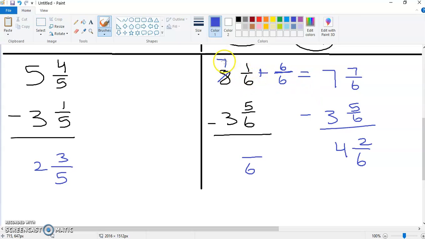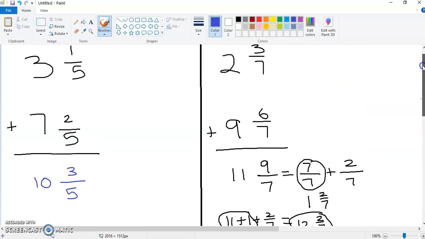Whatever you borrow from your whole number, you just give it in the form of a fraction that looks like one whole, and then you'll rewrite your problem over here, and then you can subtract. Okay, so I hope that kind of clarifies things. You're using the same skills that you use with whole numbers, right? Remember over here the regrouping.